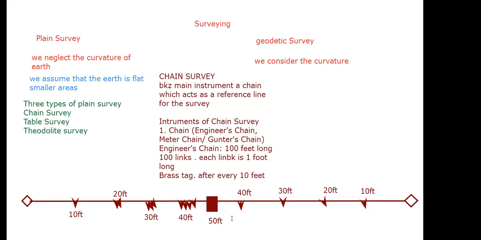That's why the makers of this engineer's chain have labeled it like that for the convenience, since a 100 feet chain is quite a long one and it's not easy to manage with just the 0 and 100. So that's why the labels are like that. So after that, okay, so this is the chain survey, the engineer's chain.